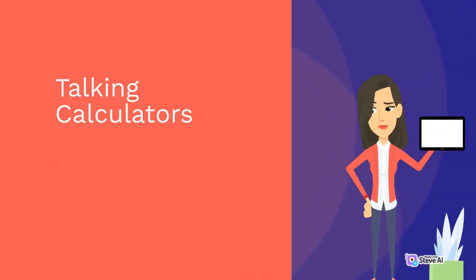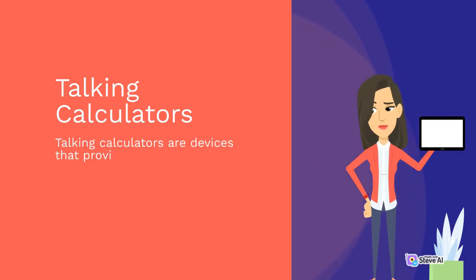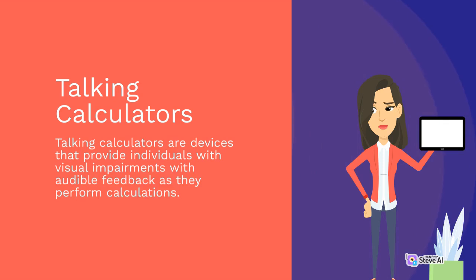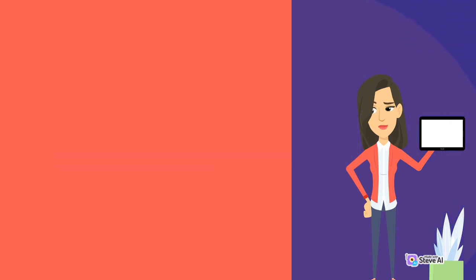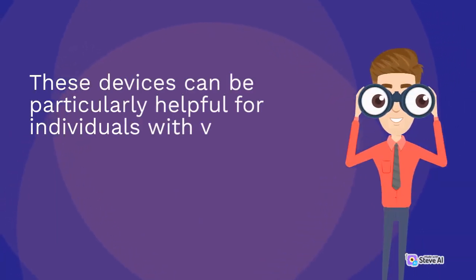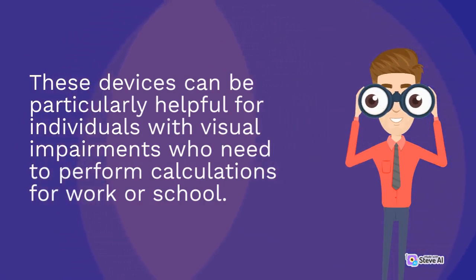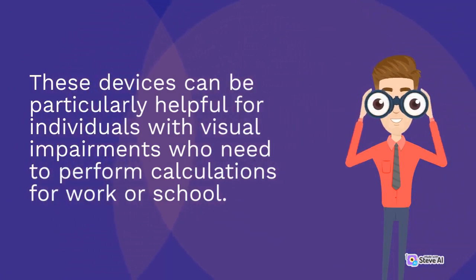Talking calculators. Talking calculators are devices that provide individuals with visual impairments with audible feedback as they perform calculations. These devices can be particularly helpful for individuals with visual impairments who need to perform calculations for work or school.